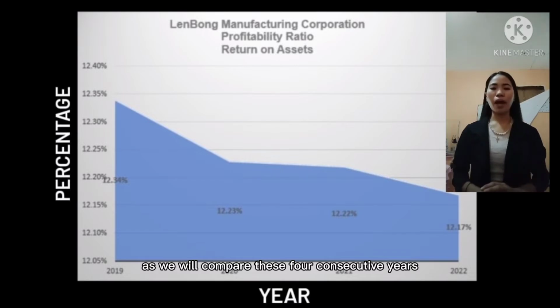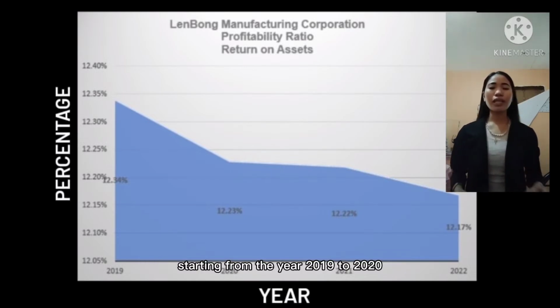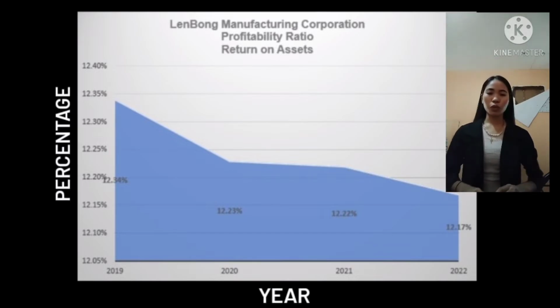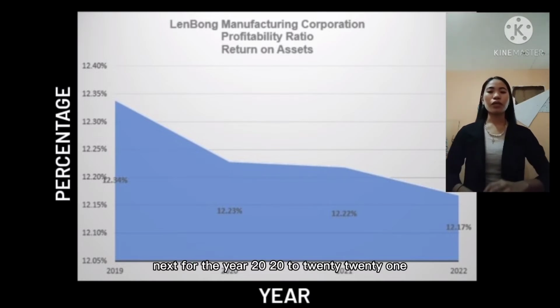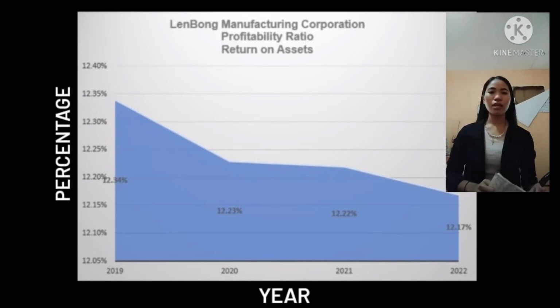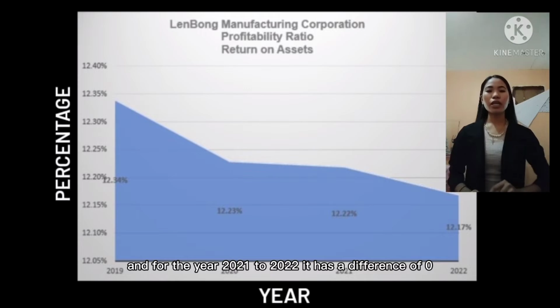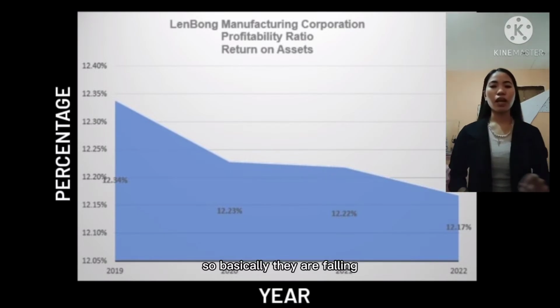As we compare these 4 consecutive years, starting from the year 2019 to 2020, it has a difference of 0.11%. Next, for the year 2020 to 2021, it has a difference of 0.01%. And for the year 2021 to 2022, it has a difference of 0.05%. So basically, they are falling.